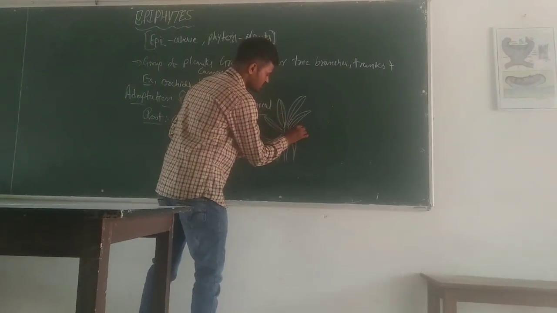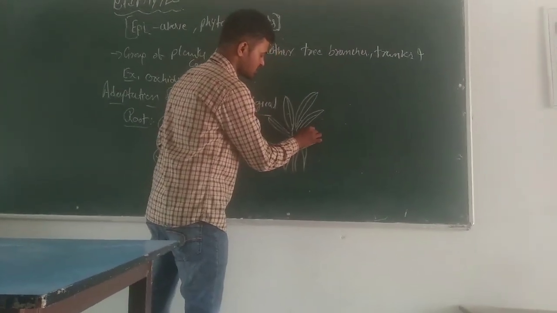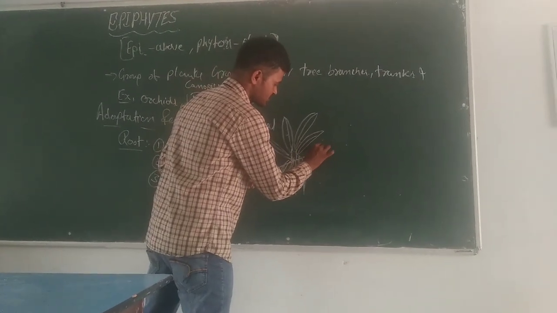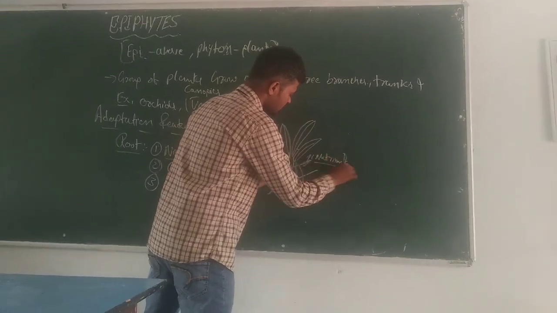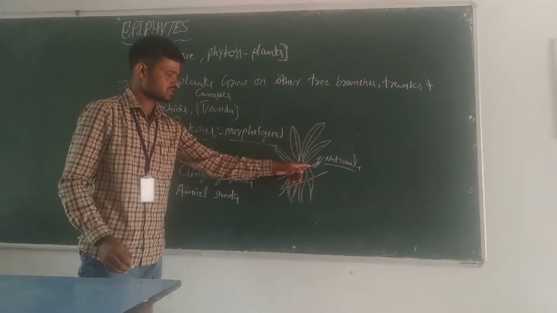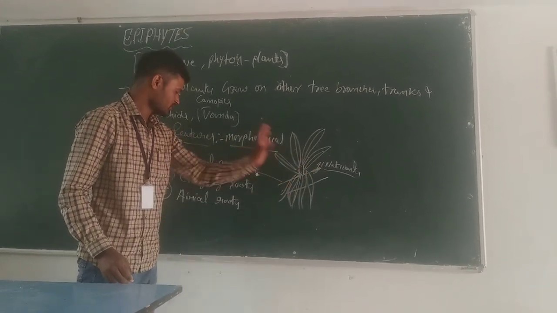On the bark, the upper surface has decaying material. This decaying material contains different types of nutrients. It also absorbs dust material, and this dust material is also helpful for the development of epiphytes.